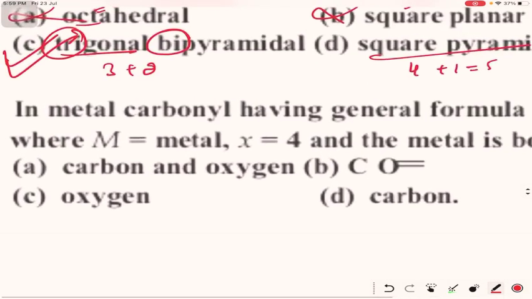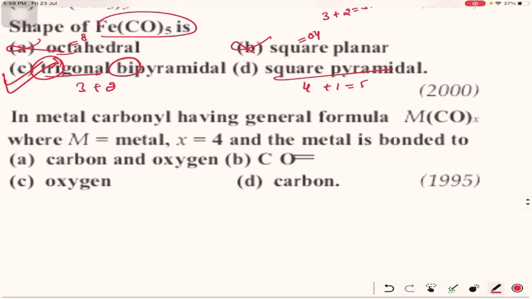Next is a metal carbonyl having general formula M(CO)x. M is metal, and here x is 4. Whenever we have a carbonyl complex, these are organometallic compounds where the metal is bonded to carbon. So option number D is the correct option.